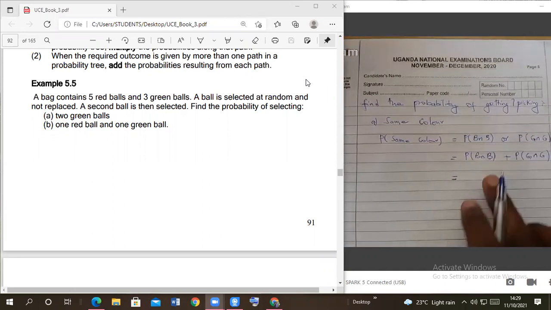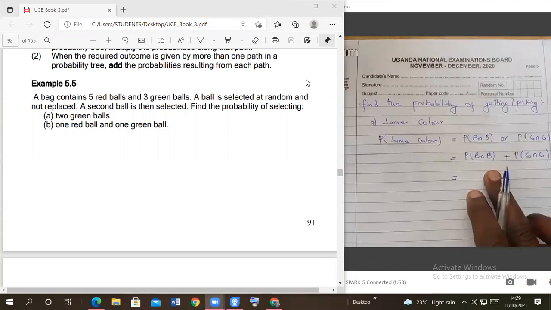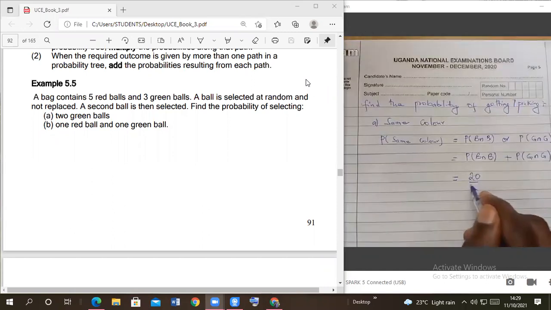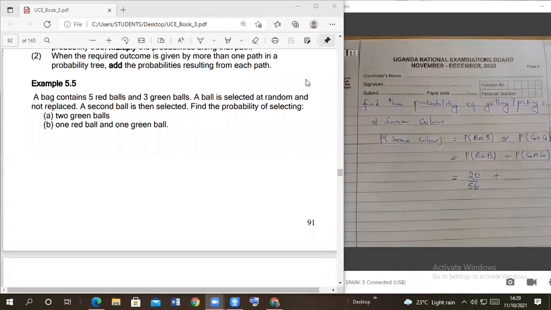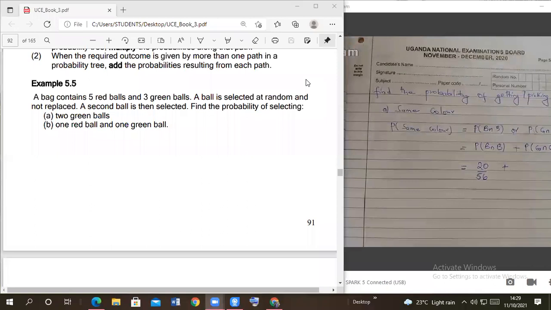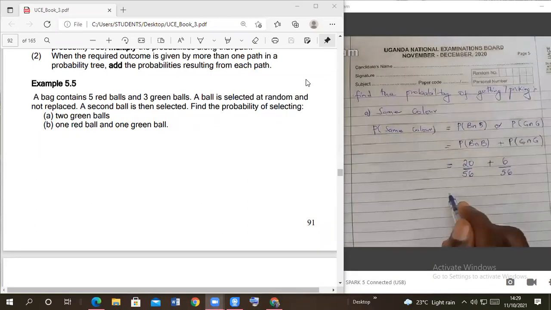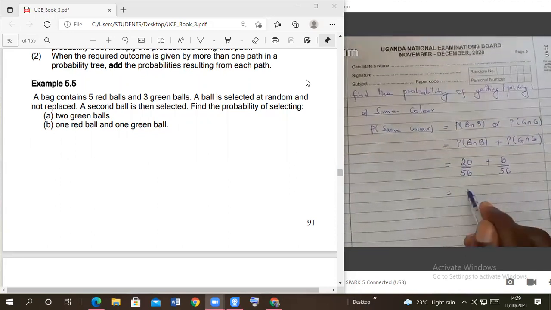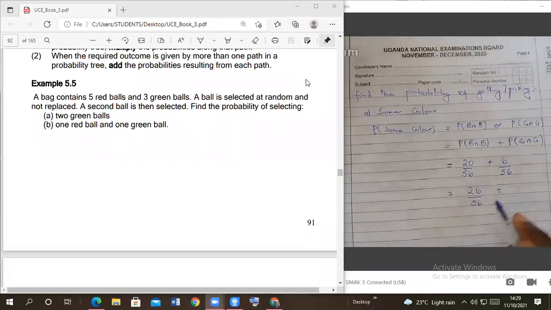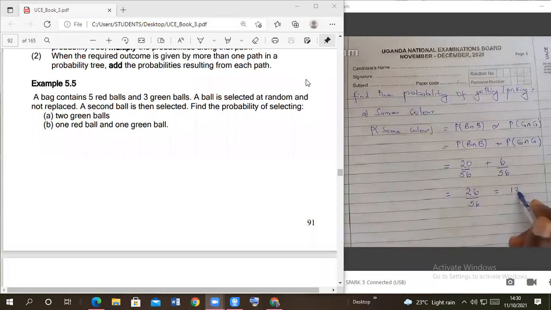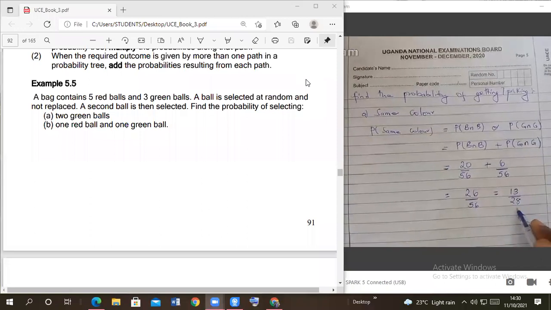From our working, what was the probability of getting blue and blue? It was 20 out of 56, right? Yes. Plus, what about green and green? Green and green was 6 out of 56. They have the same denominator, just add the numerators. When you add that, it gives us 26 out of 56. Are there common factors? Simplify it. 26 divided by 56, that is 13 out of 28.